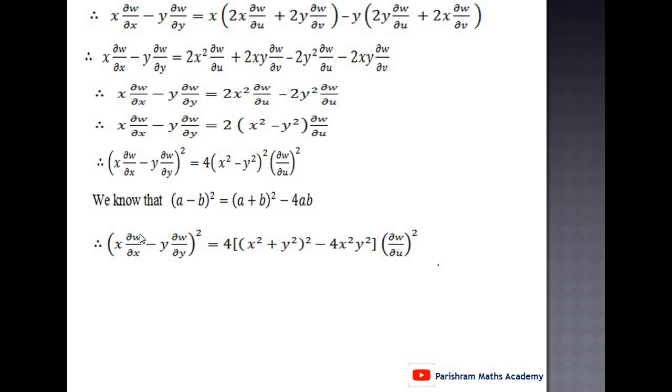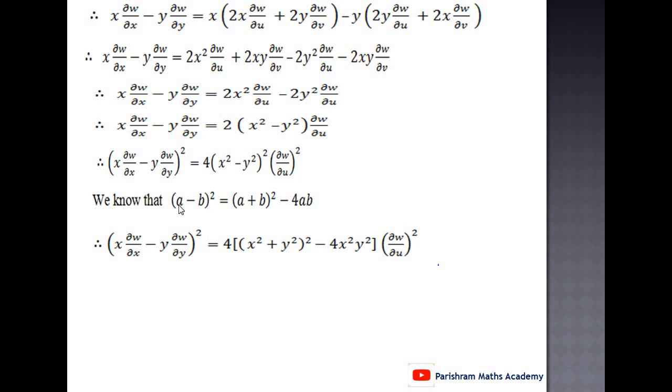We get (x ∂w/∂x minus y ∂w/∂y) whole square equal to 4 into value of (x square minus y square) whole square, which is (x square plus y square) whole square minus 4 times x square into y square, into (∂w/∂u) whole square.